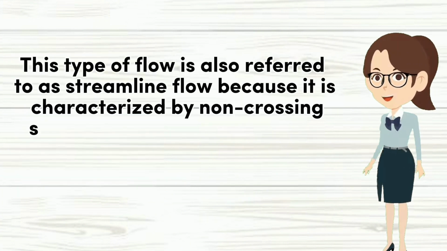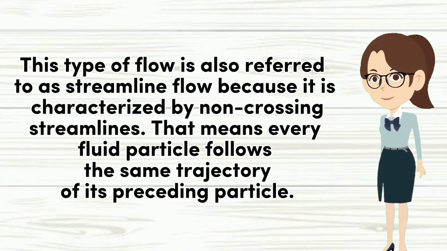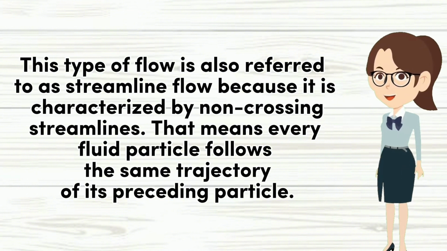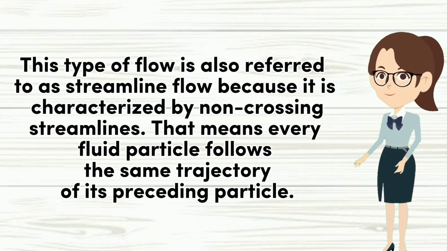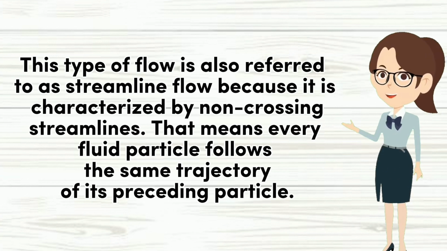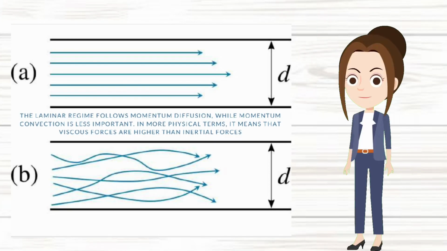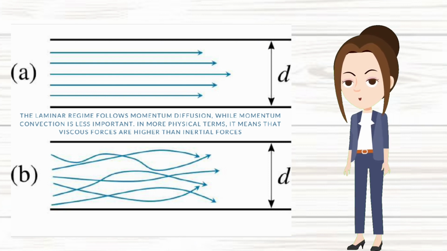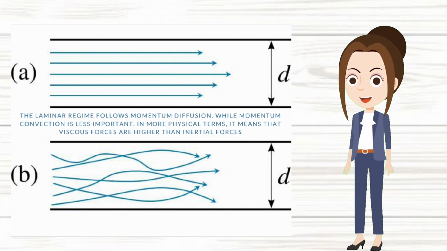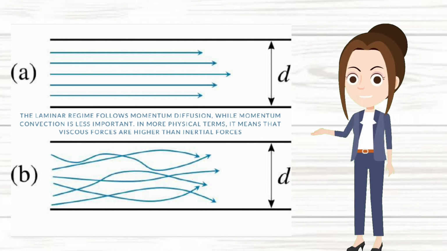This type of flow is also referred to as streamline flow because it is characterized by non-crossing streamlines. That means every fluid particle follows the same trajectory of its preceding particle. The laminar regime follows momentum diffusion, while momentum convection is less important. In more physical terms, it means that viscous forces are higher than inertial forces.